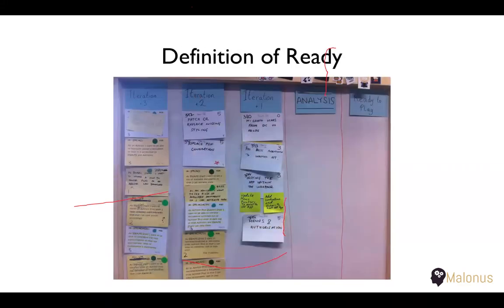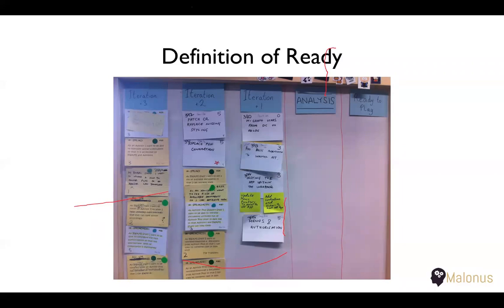Definition of ready. So actually this particular picture we have been using in most of the projects right now. With this you see a roadmap of the next 3 sprints: iteration plus 1, iteration plus 2, iteration plus 3, under analysis, and then ready to play. People even remove this whole column of analysis.